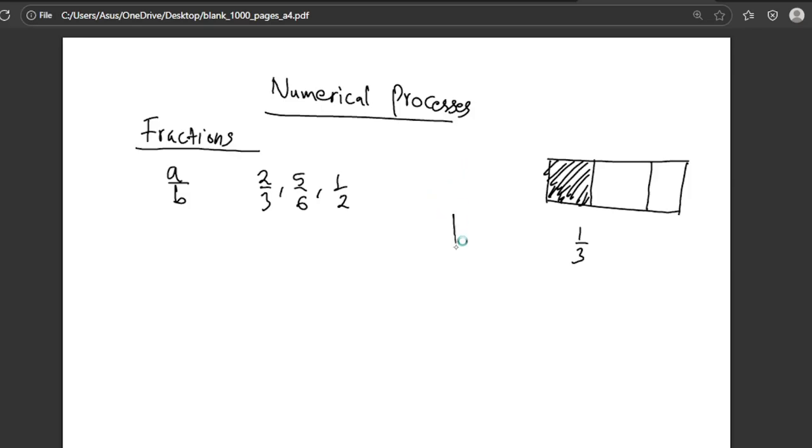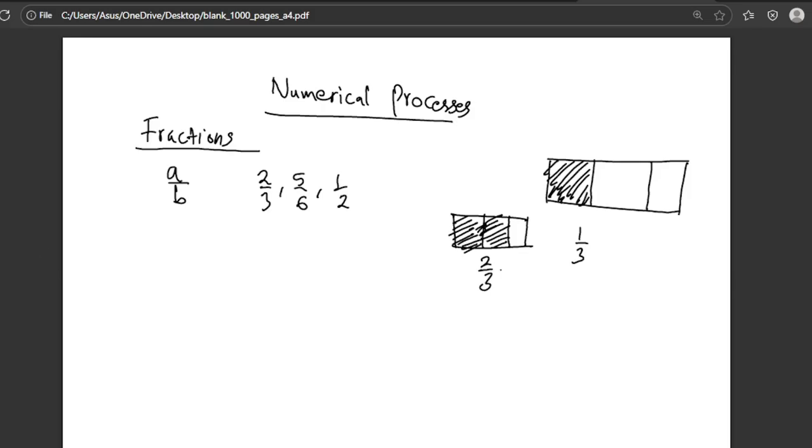Another case is where I have, for example, a rectangle divided into 3 parts, then I shade 2. I shade this part, I shade this part. So I will say I've shaded 2 over 3 of the rectangle. That is, I've shaded 2 out of 3. The rectangle has 3 parts, I shaded 2 out of those 3. That 2 over 3 is a fraction, representing a part of the whole rectangle. Generally, that's what a fraction represents, a part of the whole of something.